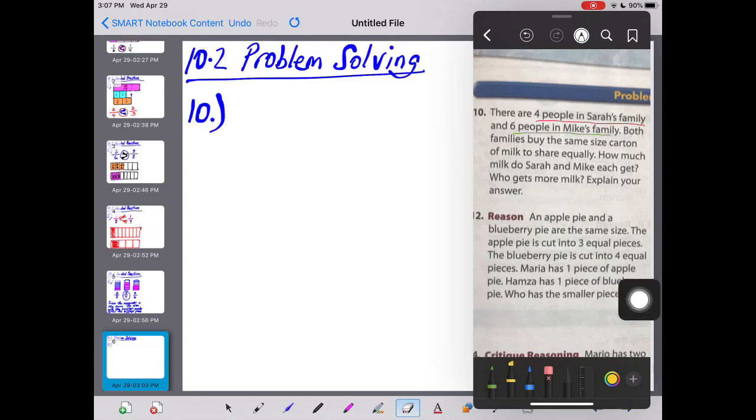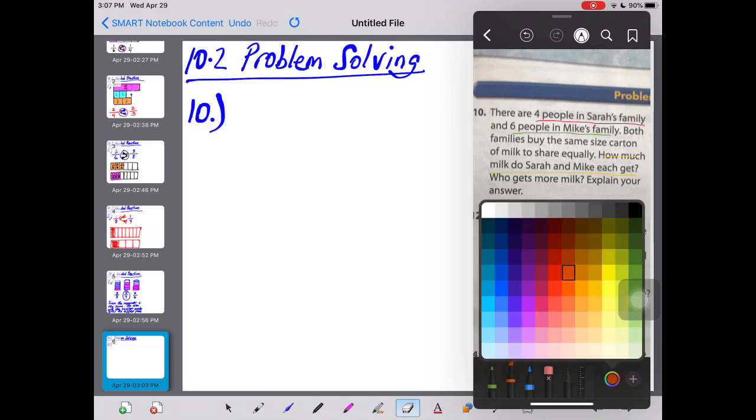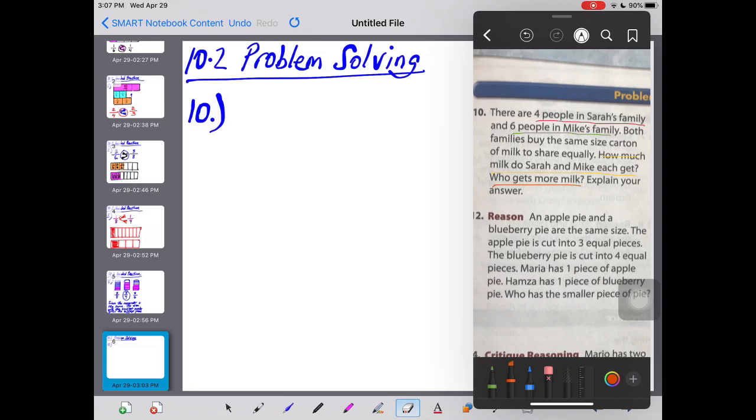So what you need to find out is how much do Sarah and Mike each get? And then also, who gets more milk? Okay, so I want you to work on this for a little bit. Pause the video, and then when you're ready, come on back, and then I'll work it out, and we'll see how well we compare with each other. Pause the video now.